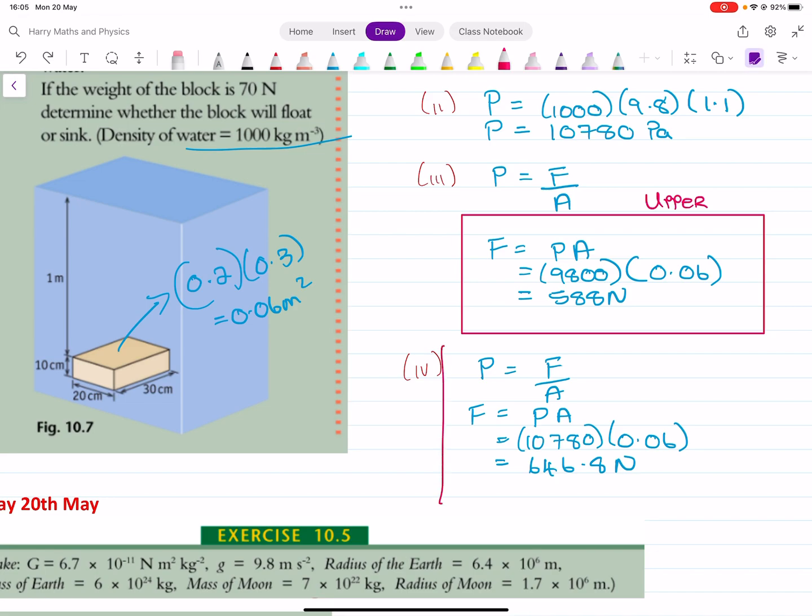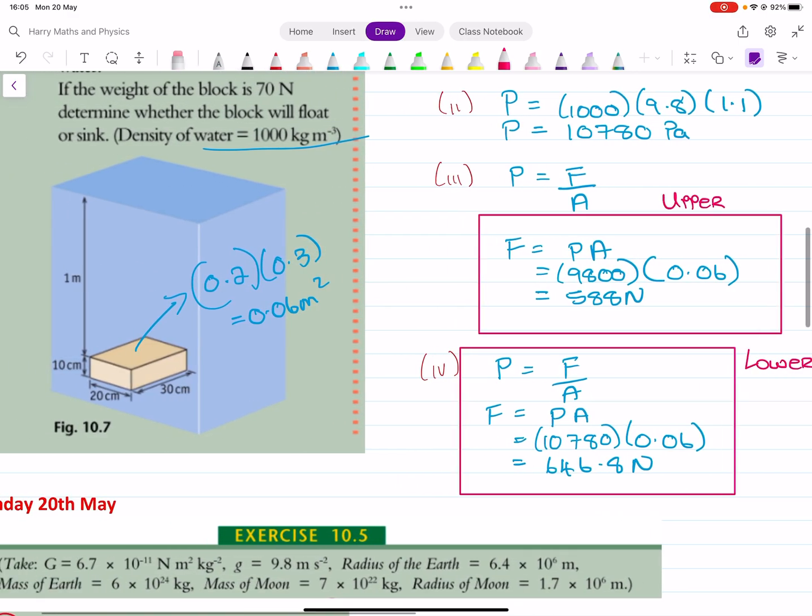And again, that is expected because pressure increases with depth. So the water at that lower surface will exert a bigger force than the water at the upper surface because it's deeper. So the last part there you can just see is if the weight of the block is 70 newtons, determine whether the block will sink or float.